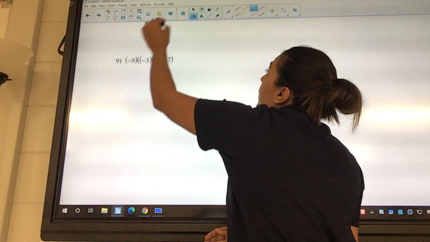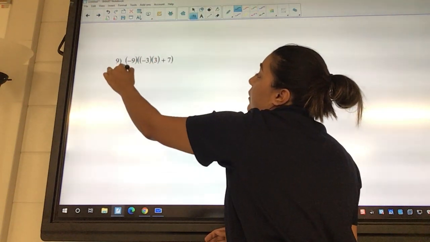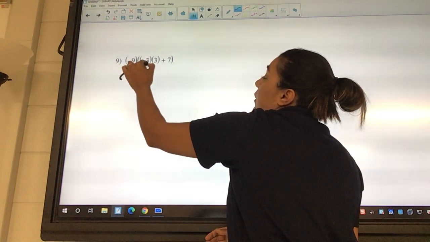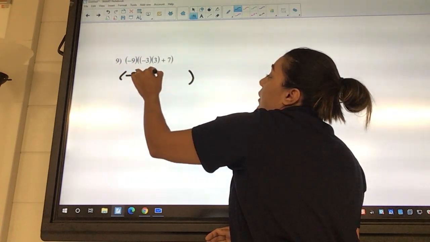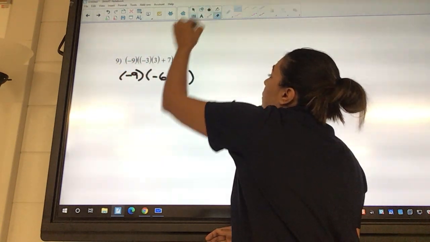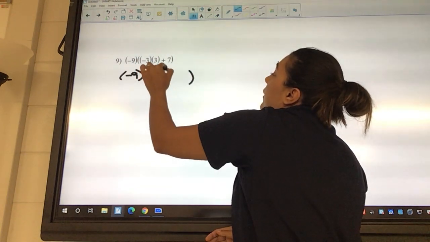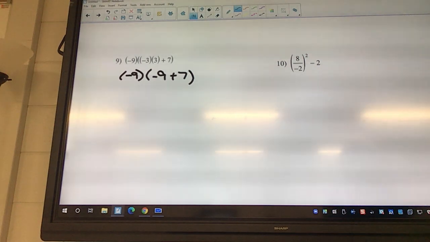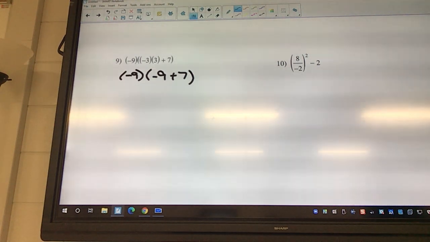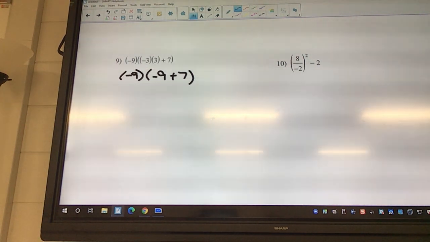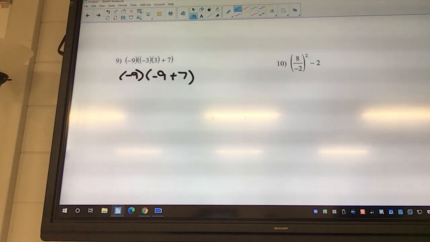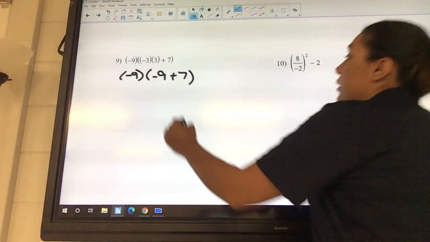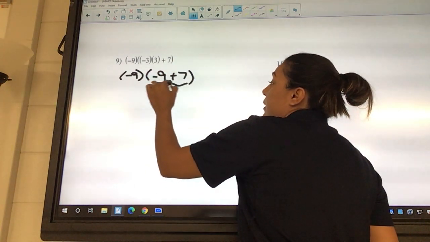Negative 9. Negative 9 plus 7. Okay, and still same thing, work on the inside of those parentheses. Okay, what is negative 9 plus 7? Negative 2. So you're going to have inside these parentheses still negative 2.